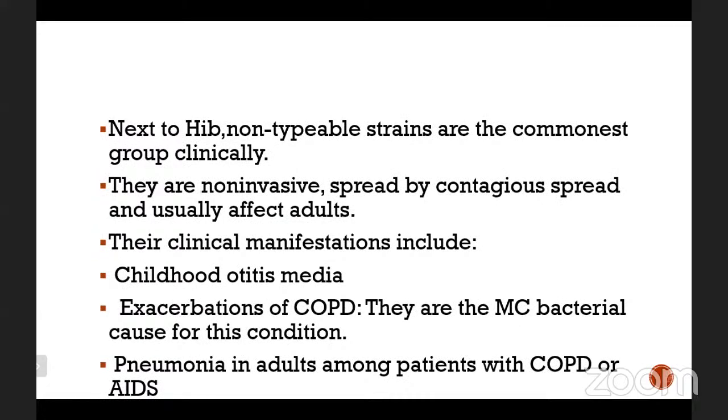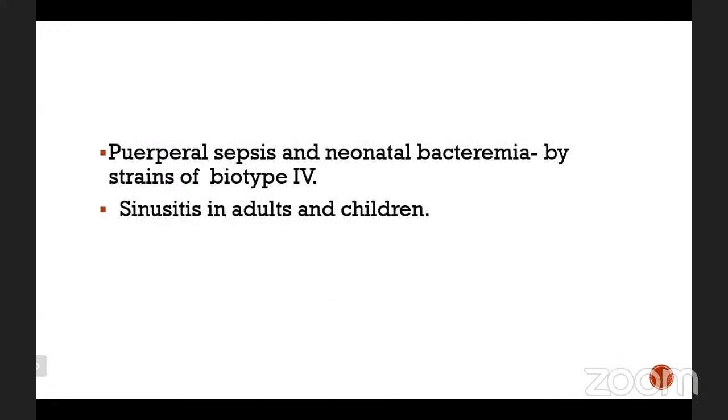Next to Haemophilus B, non-typable strains are the most common group clinically. It is non-invasive and spreads by contagious spread. Usually it affects adults. Some common clinical manifestations are otitis media in childhood and exacerbation of COPD. They are the most common bacterial cause for these conditions. In adults, pneumonia will occur among patients with COPD or AIDS. Puerperal sepsis and neonatal bacteremia occur by strains of biotype 4. Sinusitis is seen in adults and children.